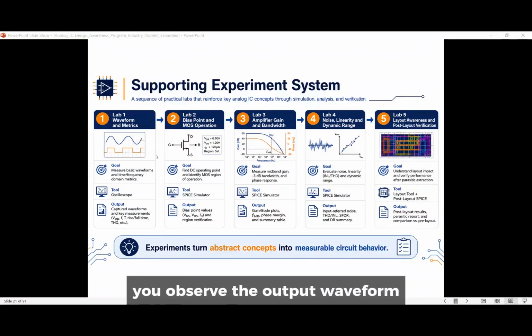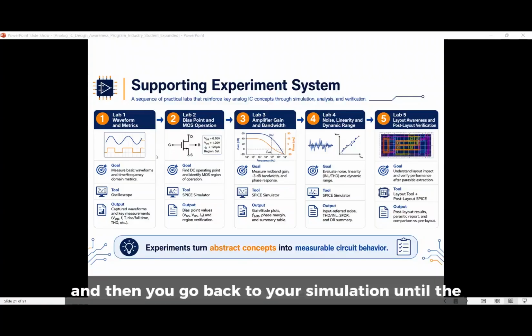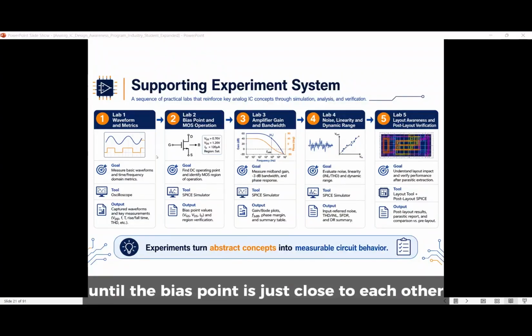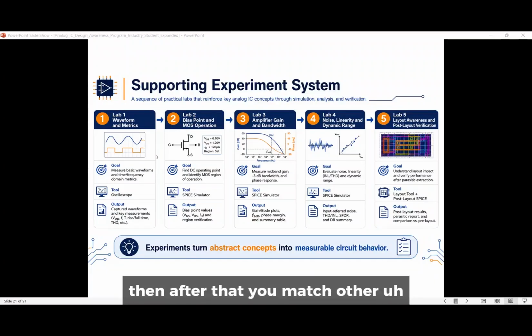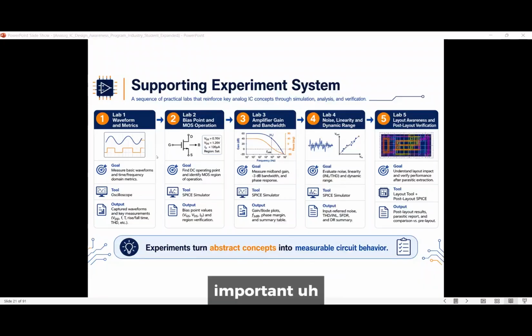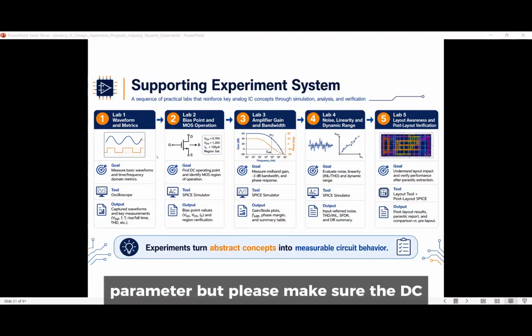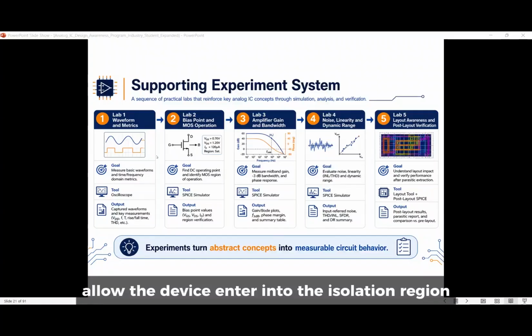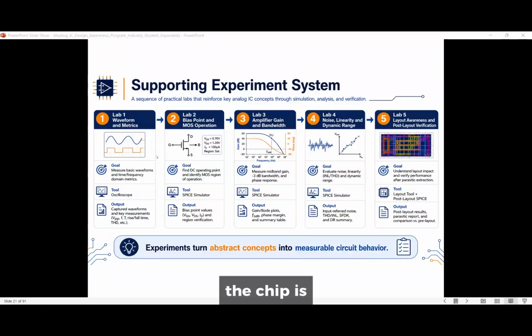During your measurement, you observe the output waveform, and then you go back to your simulation until the bias points are close to each other. Then after that, you measure other performance like noise, gain, and other important parameters. But please make sure the DC bias point is close to your simulated one, and do not allow the device to enter the oscillation region. Once your device enters oscillation, I think the chip has failed.